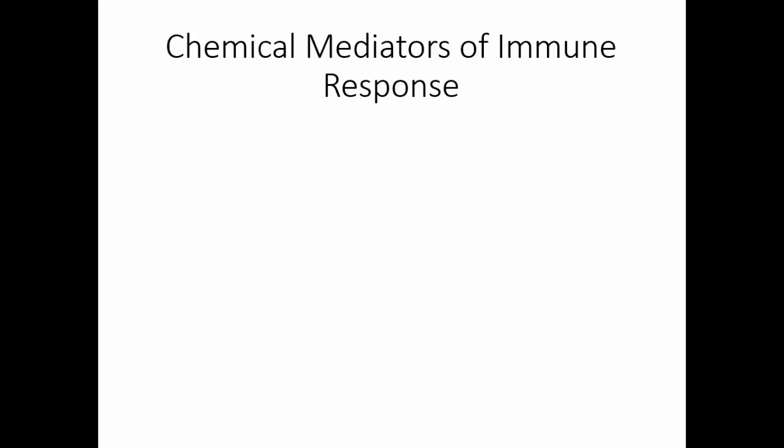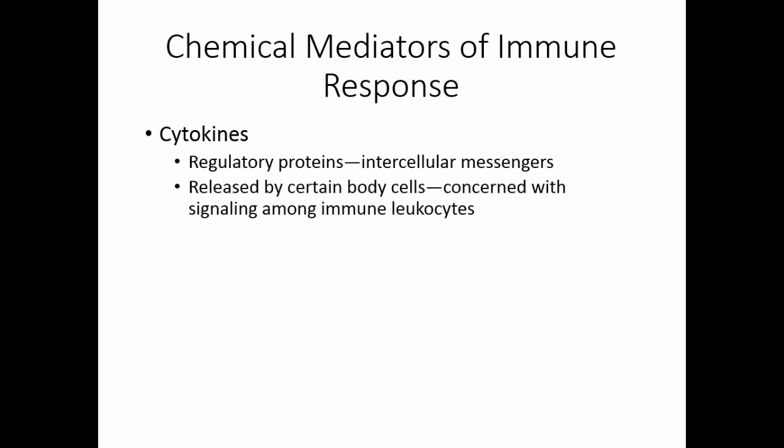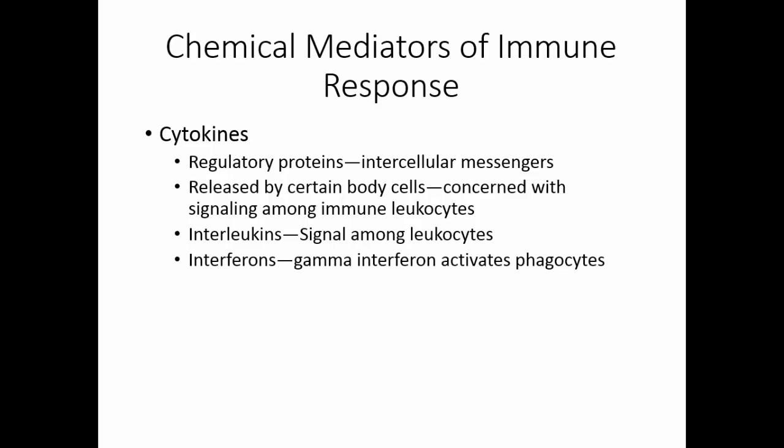There are several chemical mediators of the immune response. These are generally known as cytokines. These are regulatory proteins that can act as intracellular messengers. They're released by certain body cells. Mostly they're concerned with signaling among the immune leukocytes. Interleukins are one kind of cytokine. They signal among leukocytes. The gamma interferon that we talked about earlier is involved in activating phagocytes. Growth factors will stimulate leukocyte production. These have to be released in order for us to get leukocytosis at the beginning of inflammation.